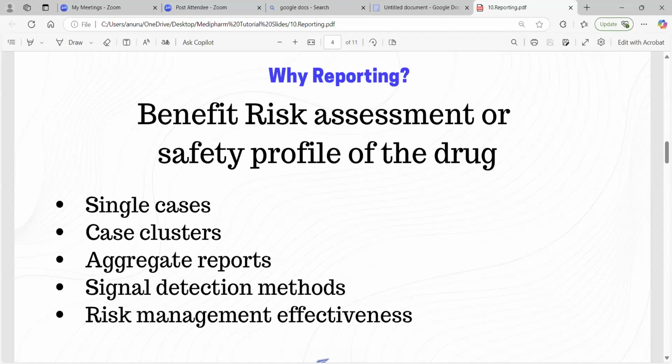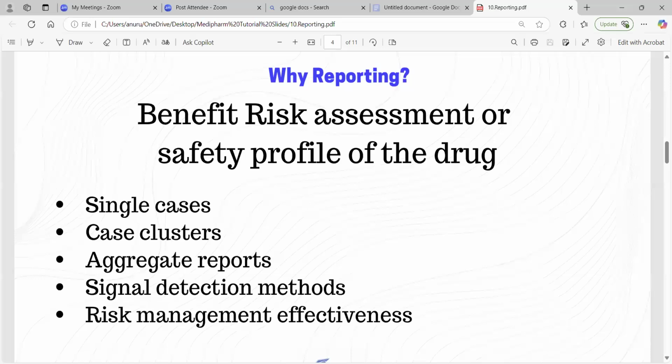These three points are kept here because, when it comes to reporting, when we are trying to understand the single cases, case clusters, and the timeline of reporting, it is also important to understand the timeline for aggregate reports and all the other points. There will be a lot of information given to you. You can always come back and look into the module again and again to understand it. I am not expecting you to understand everything in this class itself.